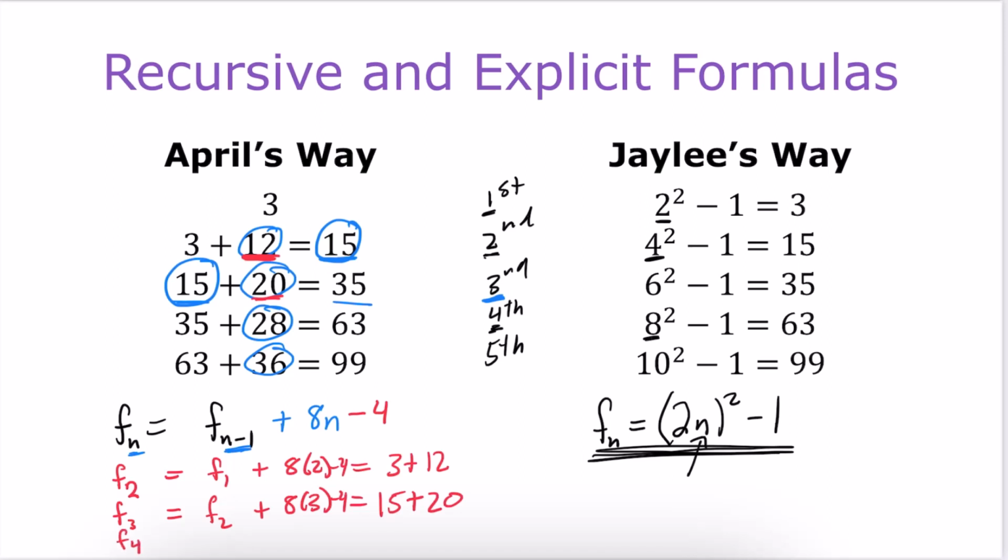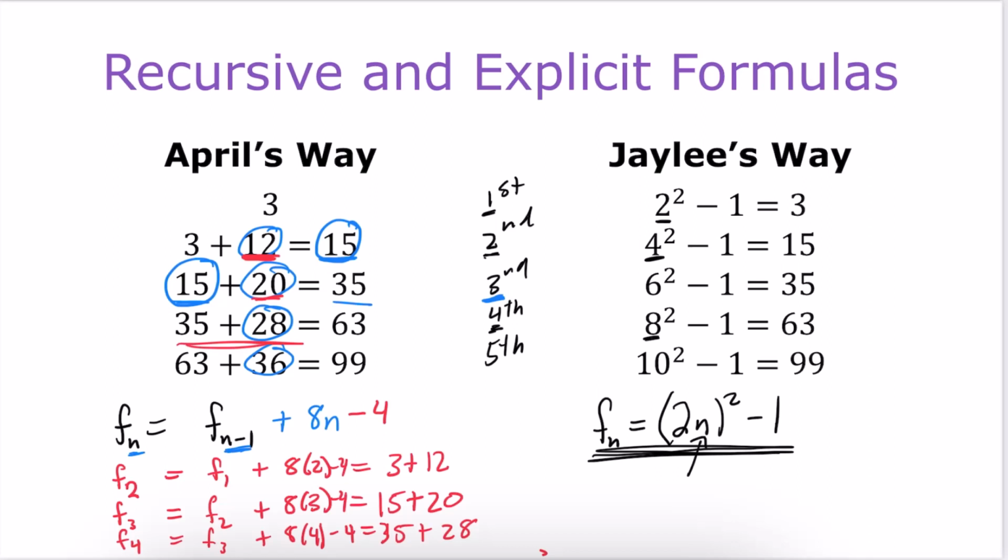If I continue this pattern, just to check that it accurately describes the pattern that April found, the fourth term is going to be the third term plus 8 times 4 minus 4. 8 times 4 is 32, and 32 minus 4 is 28. So I would have the third term, which was 35, plus 28. And that is what I would want to have to accurately communicate April's method.